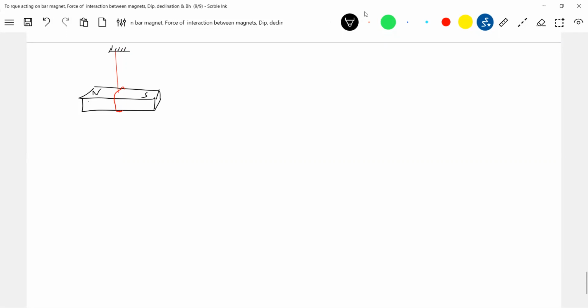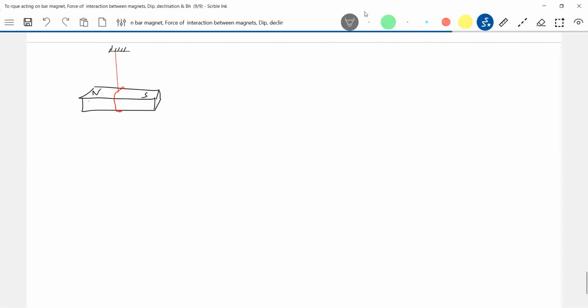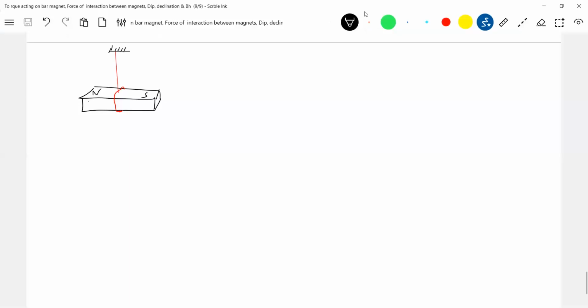Now, say it is present in the Earth's magnetic field, and what position does the bar magnet like very much? It is free to rotate. Free to rotate about which axis? In which plane is it free to rotate? You know enough rotation mechanics. It can rotate about the string, no? It can rotate about the string only.